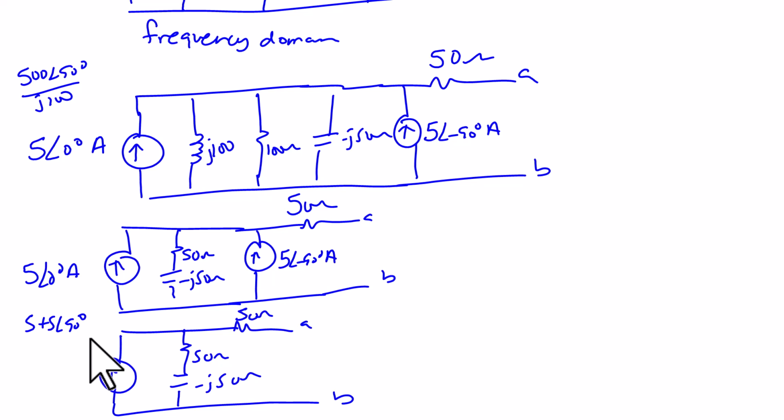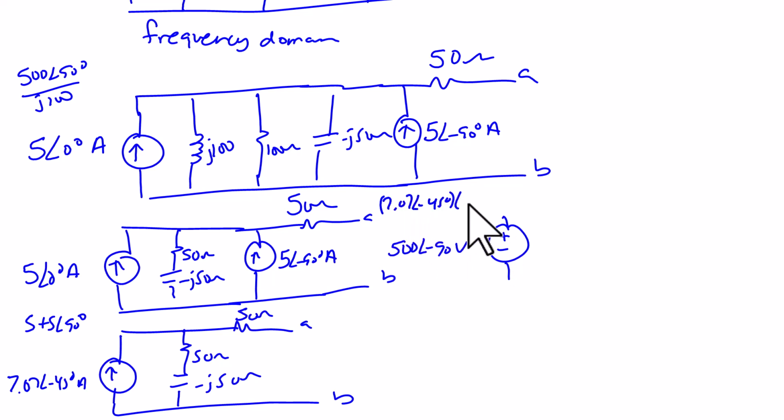And so we do another source transformation to get a voltage source in series with the impedance. We're going to have 500 with an angle of negative 90 degrees when we take 7.07 with an angle of negative 45 degrees times 50 minus j50, and that's in series with an impedance of 100 minus j50 ohms. And this yields our Thevenin equivalent circuit.